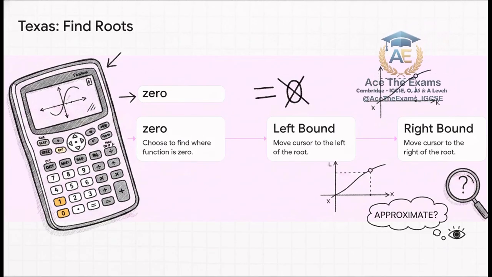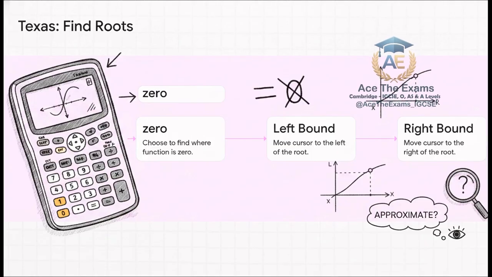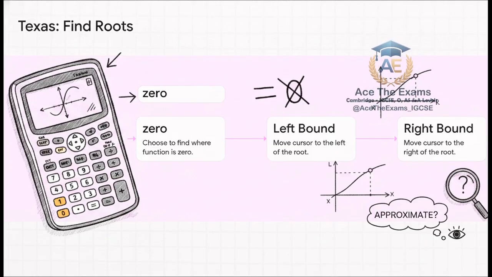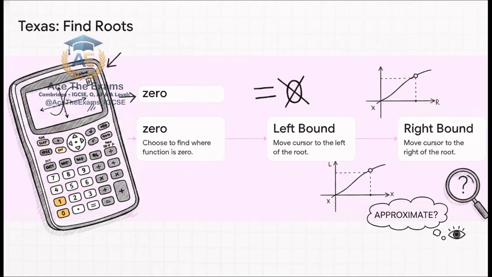Now, if you're on a Texas Instruments calculator, it's a slightly different dance, but just as powerful. You'll jump into the Calc menu and pick the 0 option. Now, it's going to ask you to essentially trap the root. You move your cursor just a bit to the left of where the graph crosses the axis, that's your left bound, and hit enter. Then go just a bit to the right, your right bound, and hit enter again.